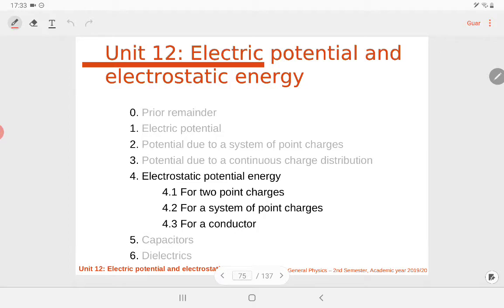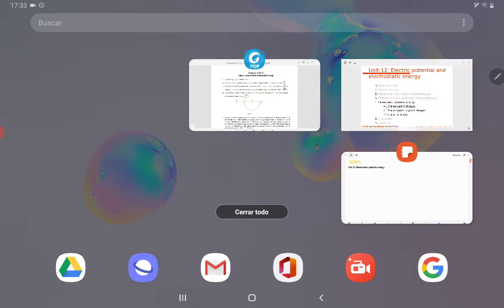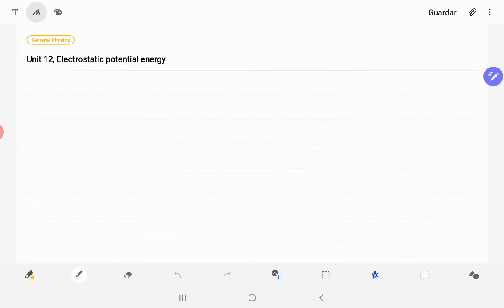I'm going to follow the layout of the slides, but I'm going to use this kind of blackboard for more details. So before getting into the system of 2-point charges, I wanted to remind you where we began this unit. So we began by defining the electric potential. This is the change of electric potential as the change of electrostatic potential energy divided by the charge.